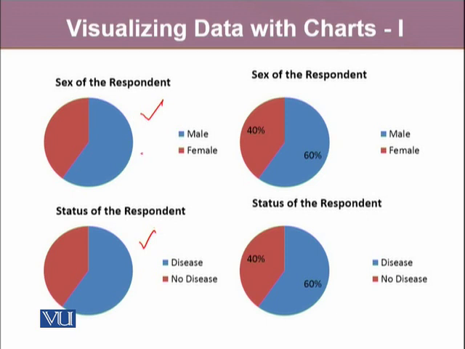Just if we look only on these two charts, we can only say number of males is higher than number of females, and in the next one, we can say number of diseased is higher than the people who do not have a disease. Therefore, it's always wise to add some values, some annotations on the graphs, so that on the pie charts, we can clearly say that 60% of the males are in our data and 40% of females are in our data, and same goes for the status variable.